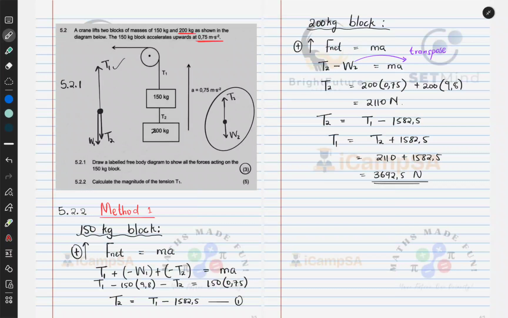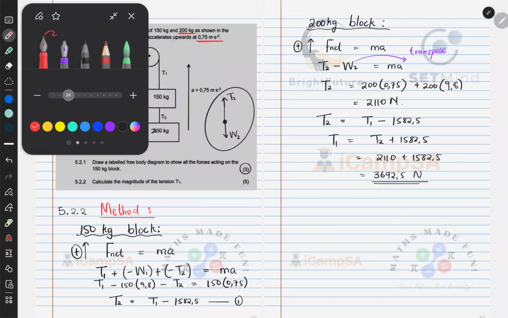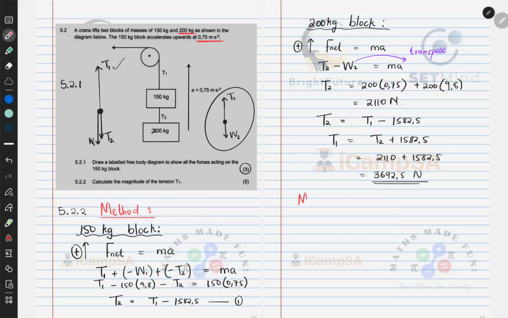Method 2 is quicker. It's less tedious than this one, right? It only requires you to understand why we do it like that. So let me just write it here. Method 2. You can use it for any system of blocks that are connected by strings together, like in this case, string 1 and string 2. This string connects these two blocks, right? For any situation where you have that, you can use this method.